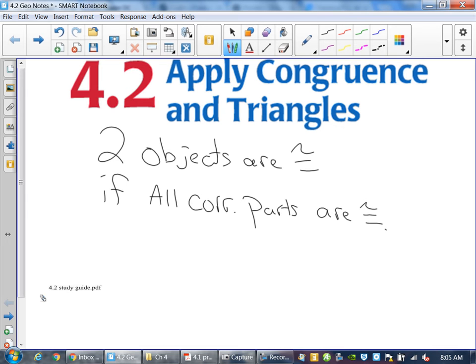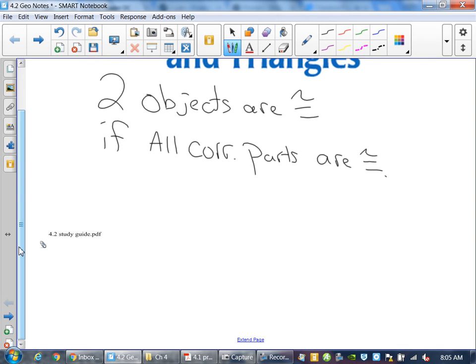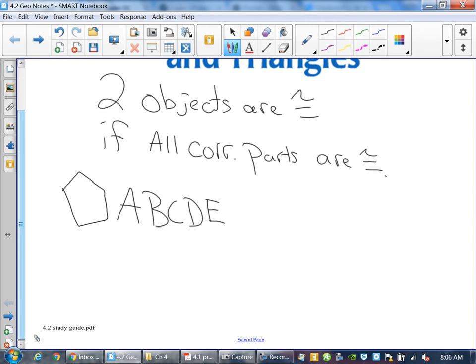So if I say that I have, I don't want to do a square. Let's do a hexagon. Let's say I have a hexagon, and it has 5 parts: A, B, C, D, and E. So I have hexagon A, B, C, D, E because it has 5 sides. It'll have 5 angles. I just drew a little hexagon there. It's not perfect, but whatever.